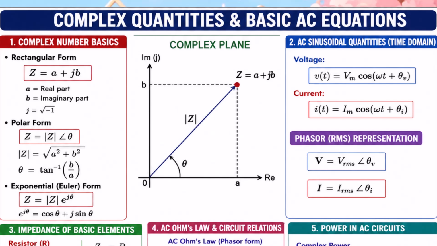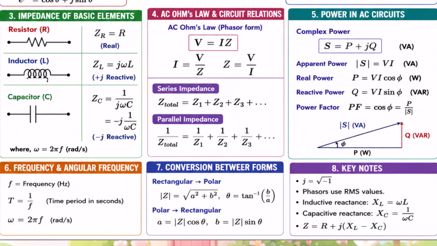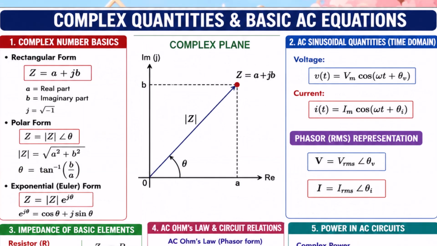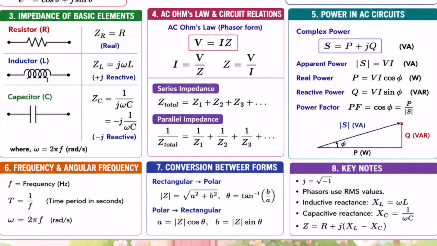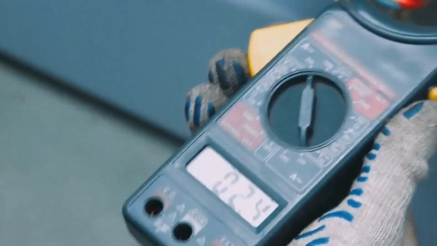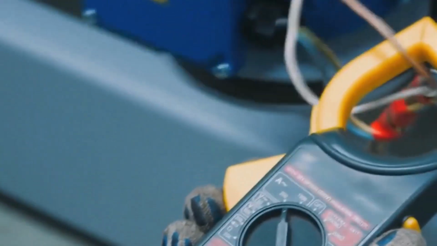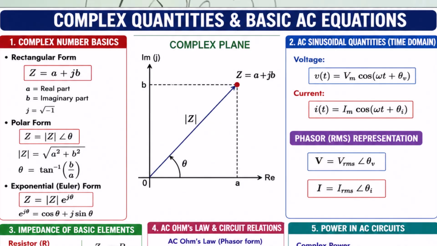So how do we handle these waves? If we tried to add or subtract them directly at every single moment in time, the math would get very messy and take forever. We would have to look at an infinite number of points along the wave just to solve one simple problem. This is where our new tools come in. Instead of looking at the entire wave all at once, we are going to find a clever way to capture its most important information in a simple snapshot. This snapshot will tell us everything we need to know about the wave's size and its timing, making our calculations much, much easier.